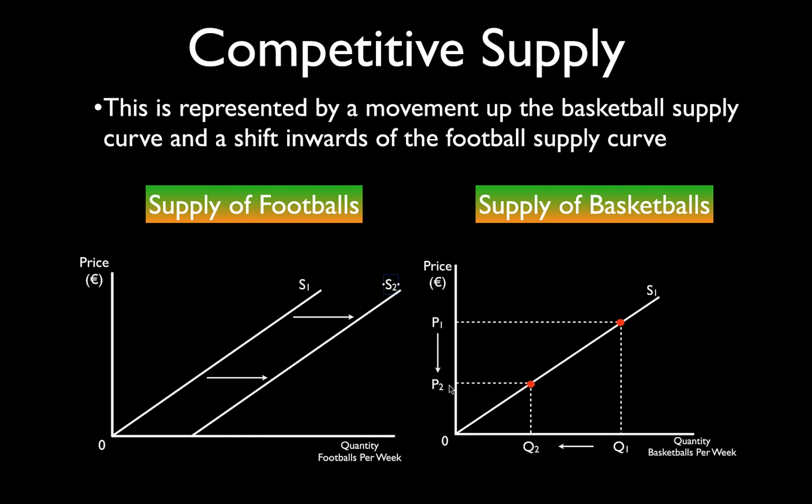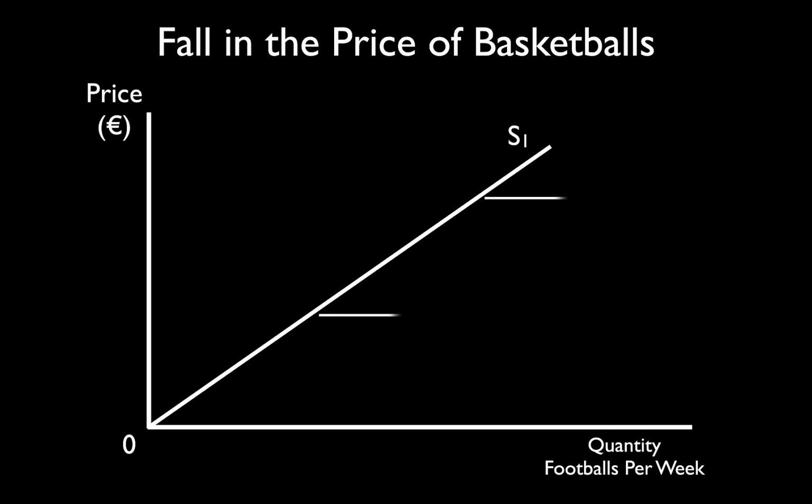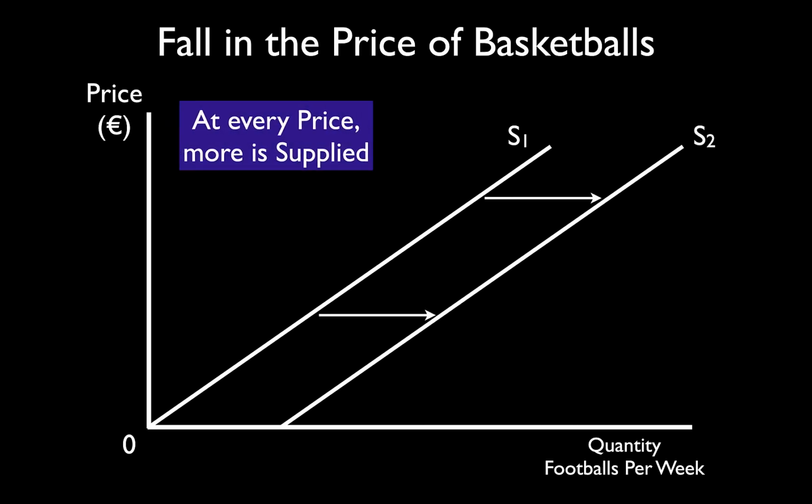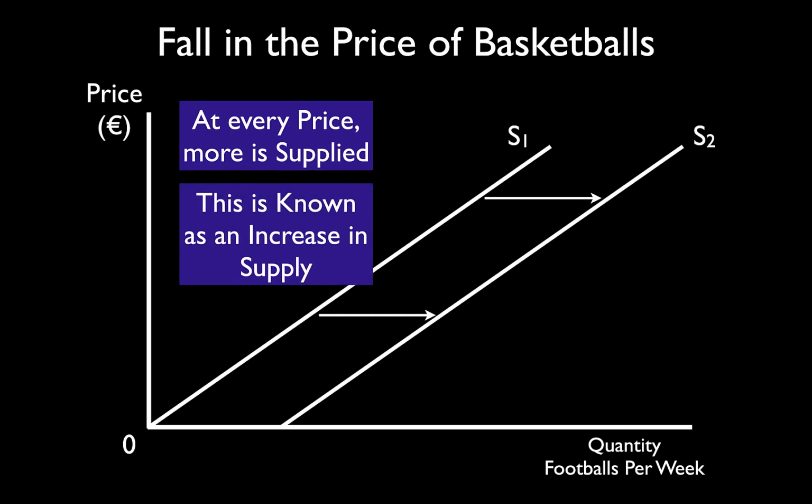I will therefore, as a producer of both soccer balls and basketballs, reduce the quantity supplied of basketballs and devote more of my time to the production of footballs or soccer balls, even though its price has not changed. That would result in an outward shift in the supply curve of footballs. So a fall in the price of basketballs just means that the supply curve shifts outwards, and that means that at every price more is supplied. The supply curve of soccer balls will shift outwards because relative to basketballs, ceteris paribus, the profit margin per good sold is now increased. And this is known as an increase in supply.